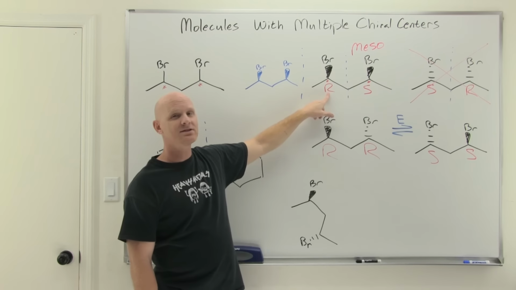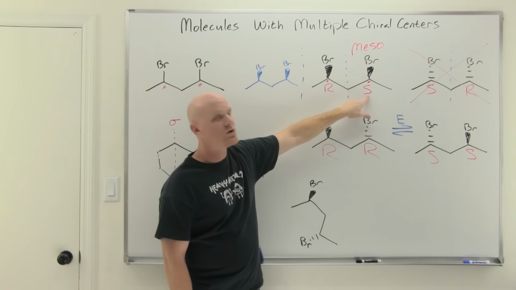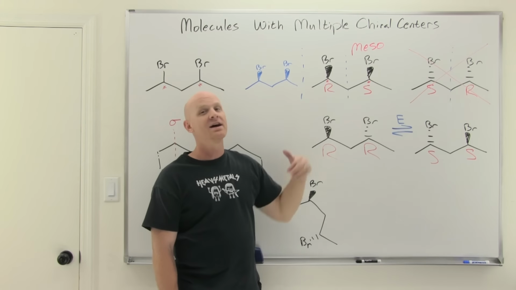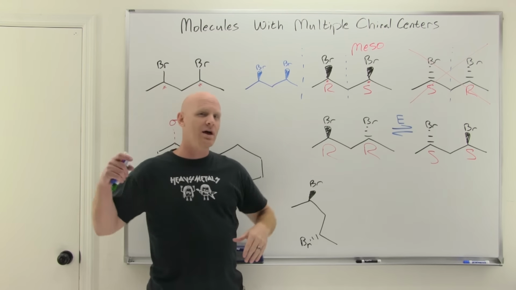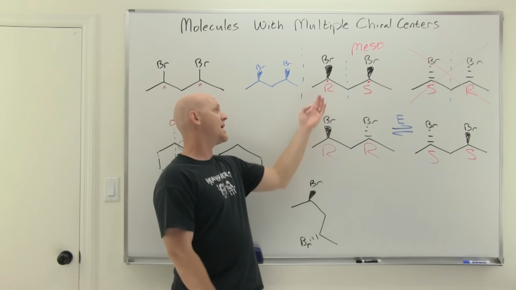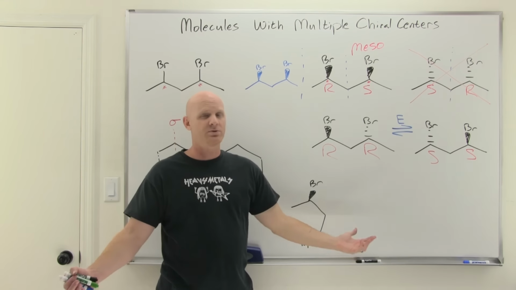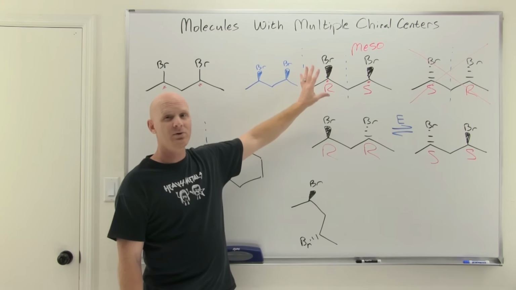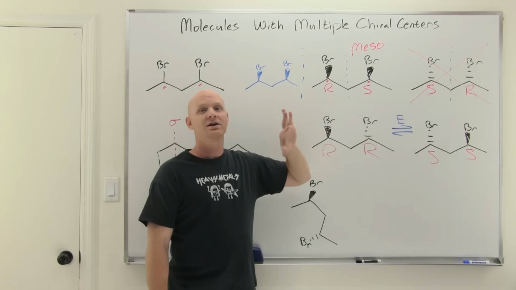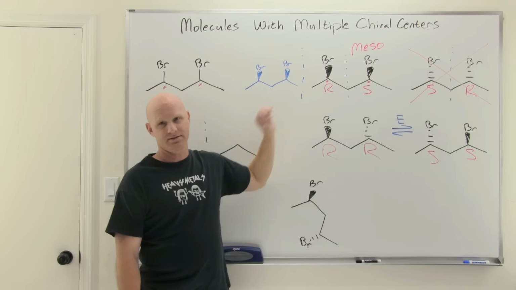One of them's going to rotate the light one direction. One's going to rotate light exactly the opposite direction, so that on average, every photon of light passing through the solution will have encountered an equal number of these lovely chiral centers and overall won't be rotated. So that's kind of the deal. Meso compounds, even though they have chiral centers, don't rotate light.